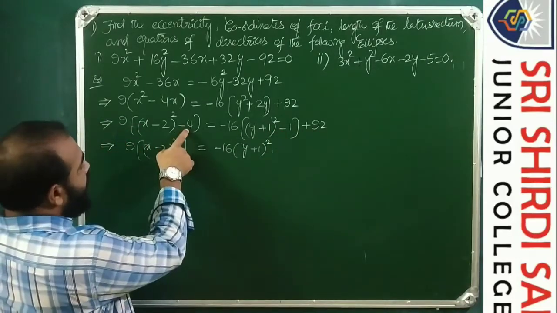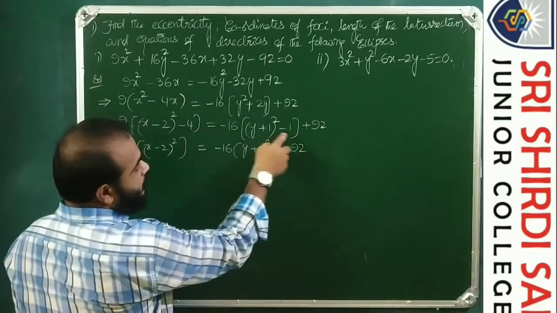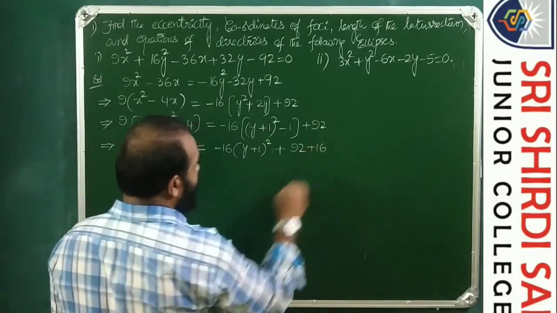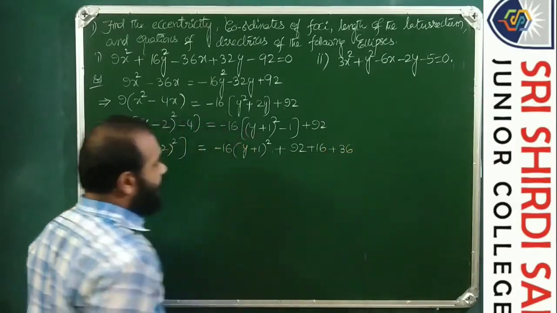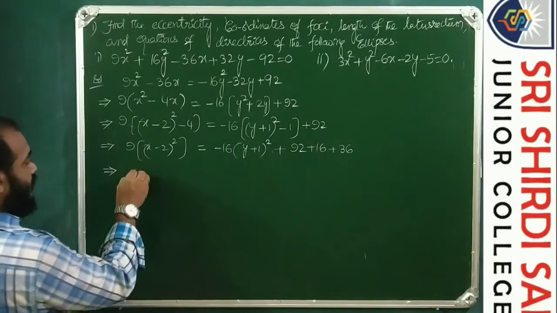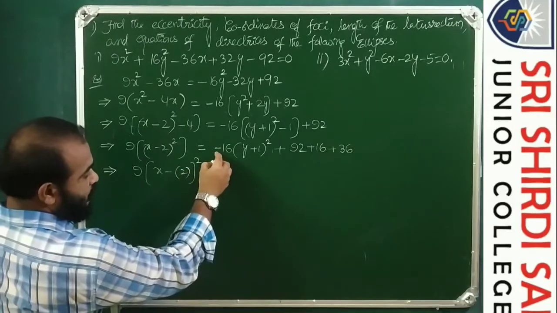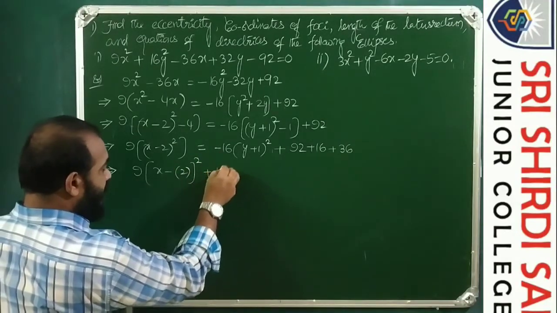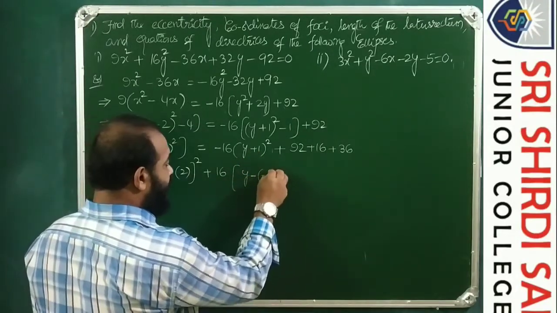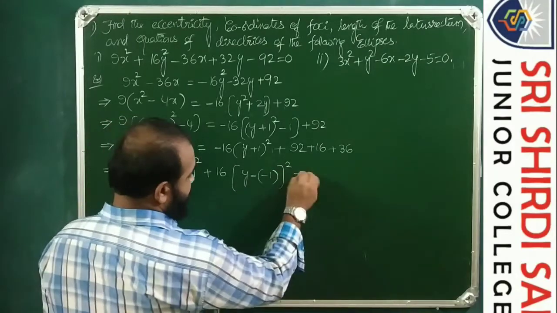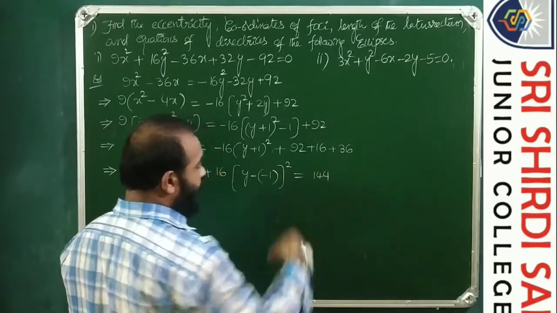This is plus 92, minus into minus is plus, 16 ones are 16, and 9 fours are minus 36. If you transpose to the other side, plus 36. So this is 9 into (x − 2) whole square. The minus term, if you transpose to the other side, 16 into (y + 1) whole square can be written as (y − (−1)) whole square, equals 92 plus 16, 108, plus 36, which is 144.